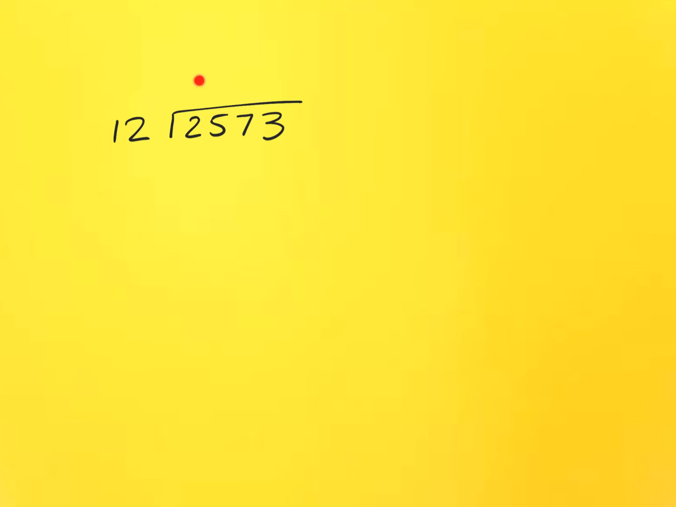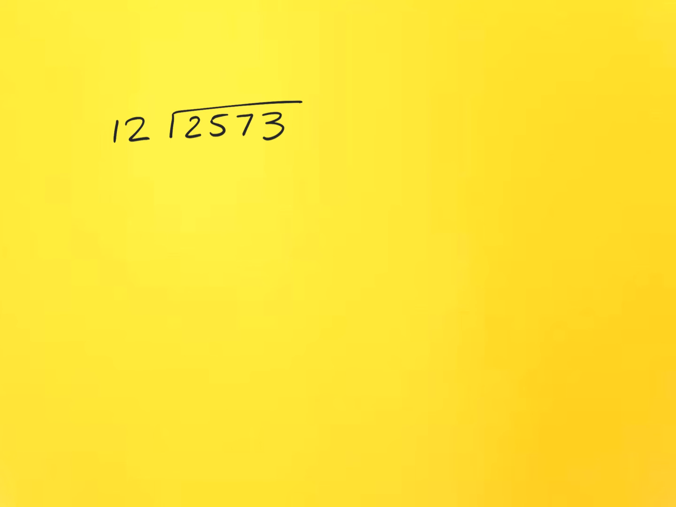Alright, another one for you to do. This time round, we've actually got a double digit that we're going to divide into 2,573. So 12, how many times does 12 go into 2,573? We're going to use the long division method. Put the video on pause and come back when you're ready.